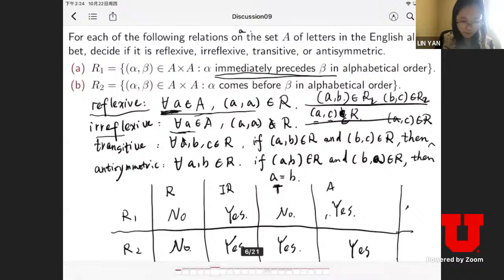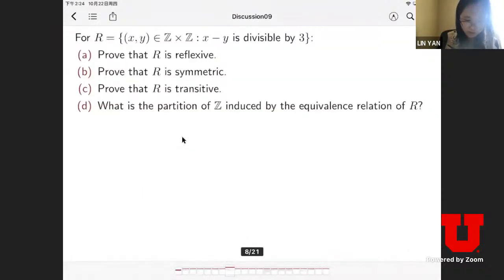There is a similar question in the homework, and we don't need to prove it, but I suggest you write a simple explanation of why they have this property or not. Okay, let's go to the next question. In this one, to prove these properties, please use 2 minutes to think about it, and then we'll work on it together.